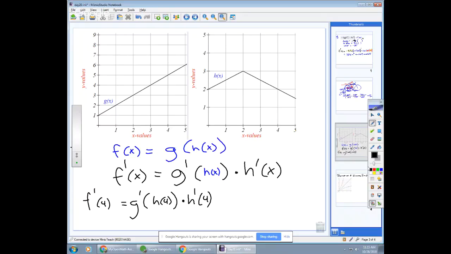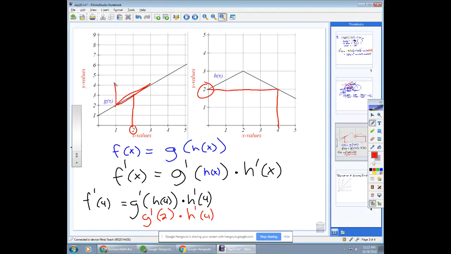And so we should be able to use the graph to figure that out. So let's see. H of 4, if I plug 4 in for h, I get out y equals 2. So that means I need to know what is g prime of 2. And I still have h prime of 4 to contend with. So g prime of 2 just says what's the slope when x is 2. And what does it look like the slope is there?